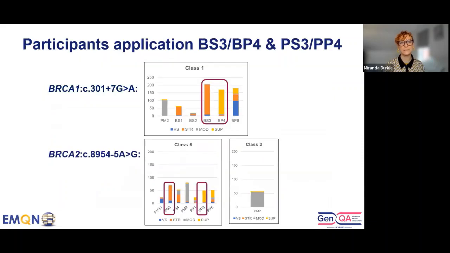Next slide, please. And then having a look at both of these variants together. For the BRCA1 c.301+7, the vast majority of participants that scored it as class 1 used both BS3 and BP4 together. And for the BRCA2 variant, the pathogenic one, when they scored it as class 5, so a bit overweight in the evidence, again the vast majority of participants used both PS3 and PP3 together.